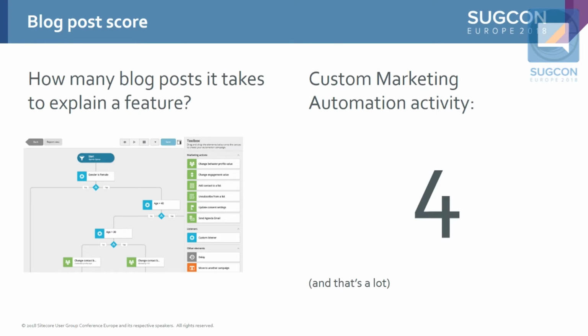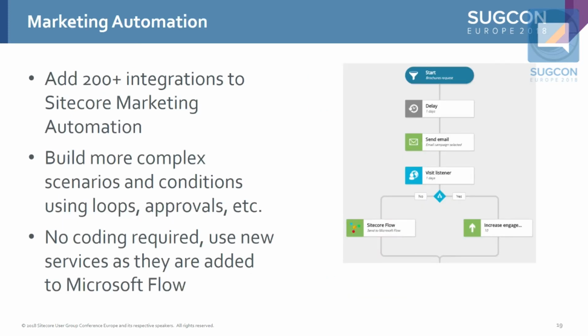An example from our partner, Brimit, I think, shows that it takes like 4 blog posts to explain how to develop a custom marketing automation activity. And that's a lot. It was maybe 1 for this feature in the previous version of Sitecore. And it also adds more than 200 integrations to Sitecore marketing automation.